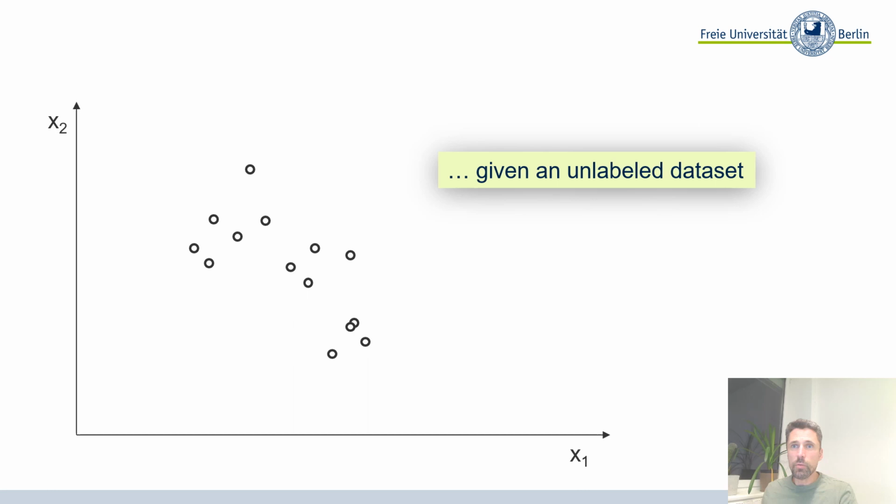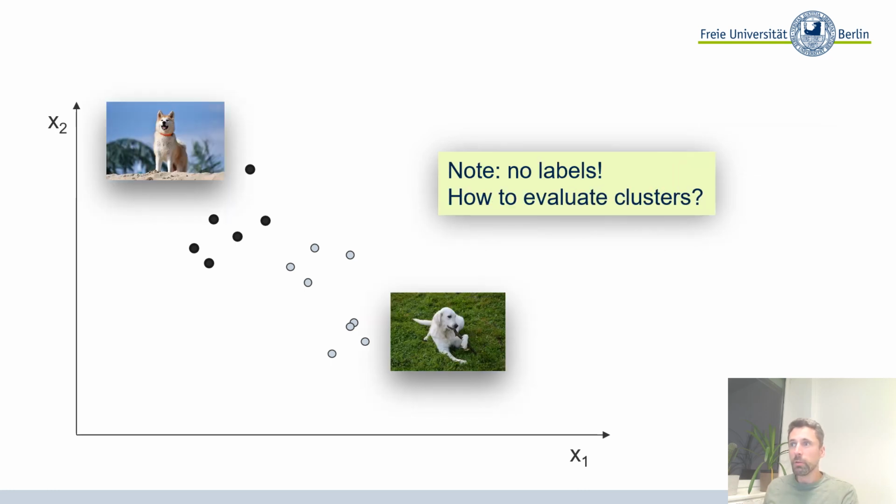So let's say we have a data set without any labels. The data points here are living in a two-dimensional feature space. Dimension 1 is called x1 and dimension 2 is called x2. Now, our task today is to find subsets of data that look similar. And the problem here is, we don't have any labels.